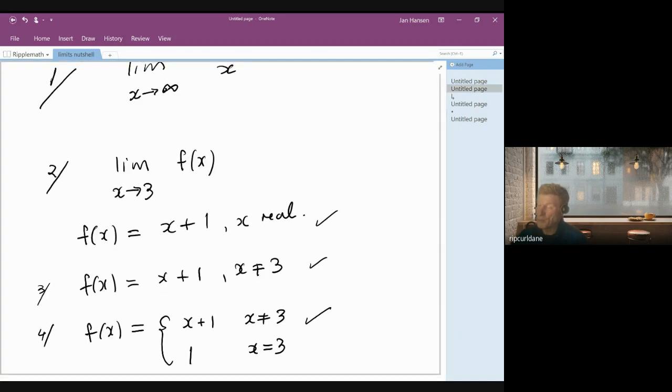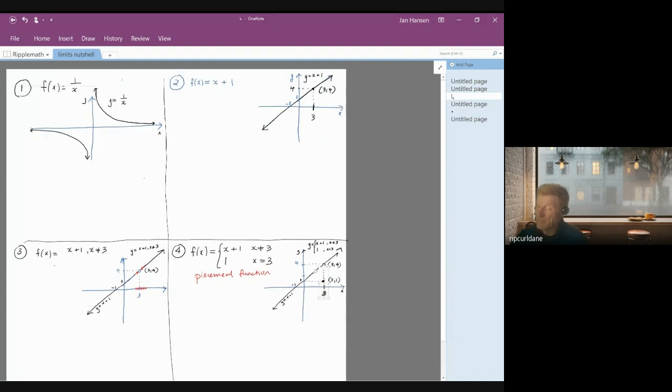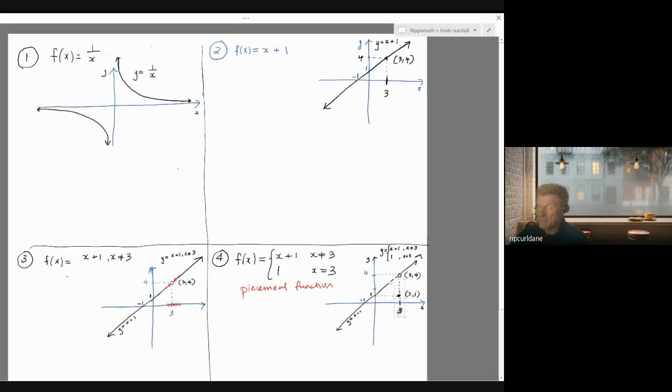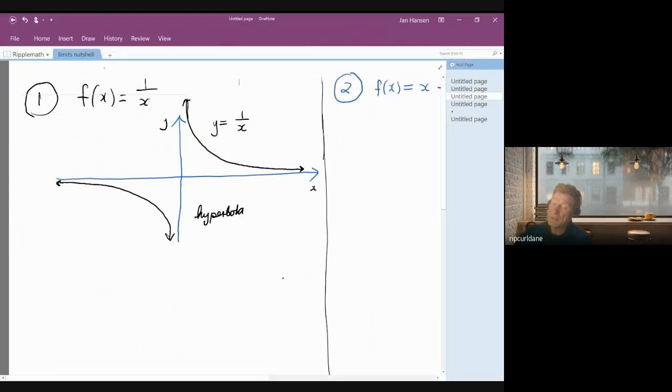I did 4 of them on one sort of page because they're kind of relevant. So these here. So let's look at these. Firstly, f of x is 1 on x. So that's a hyperbola. And just get a red pen here. Let's circle the asymptotic bits here.